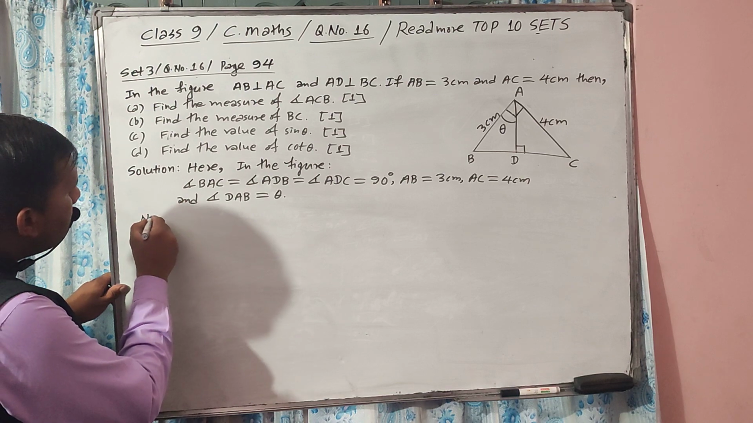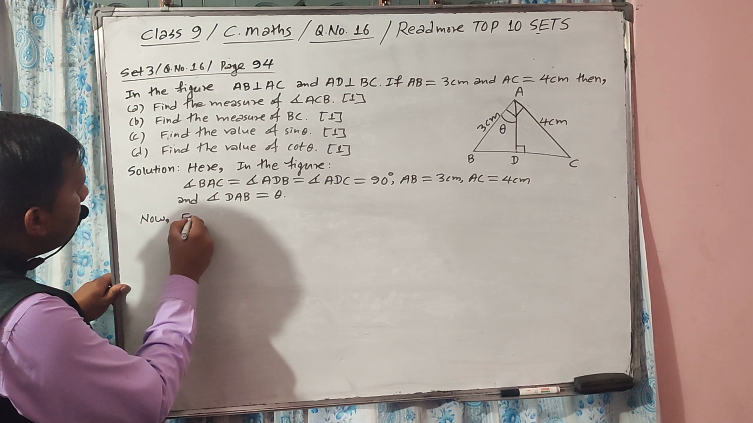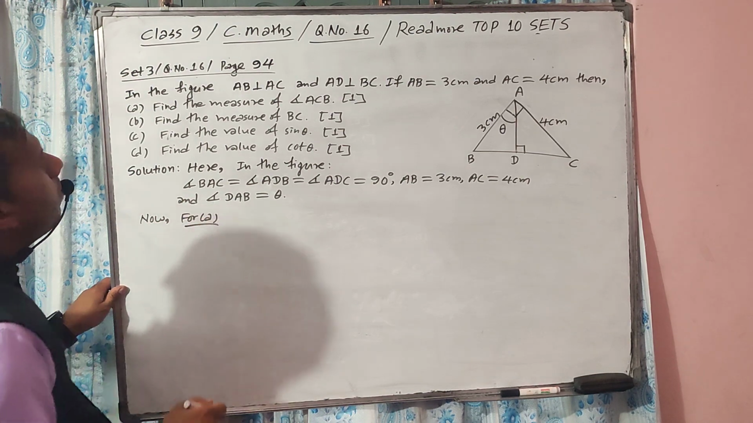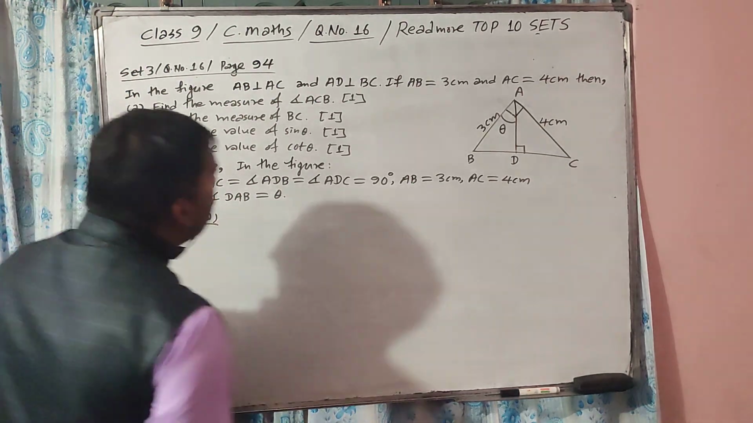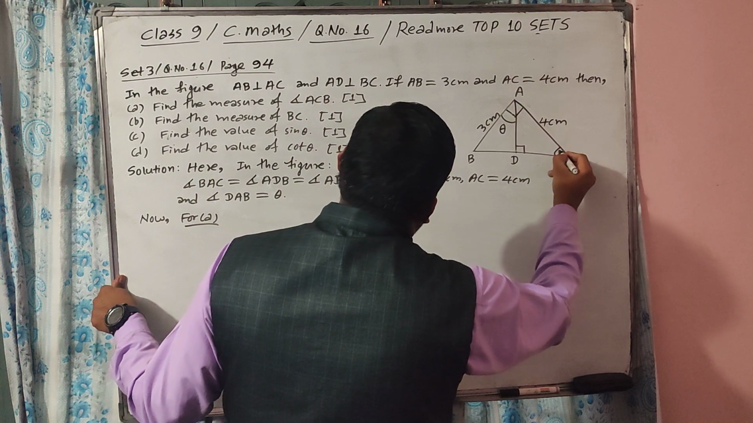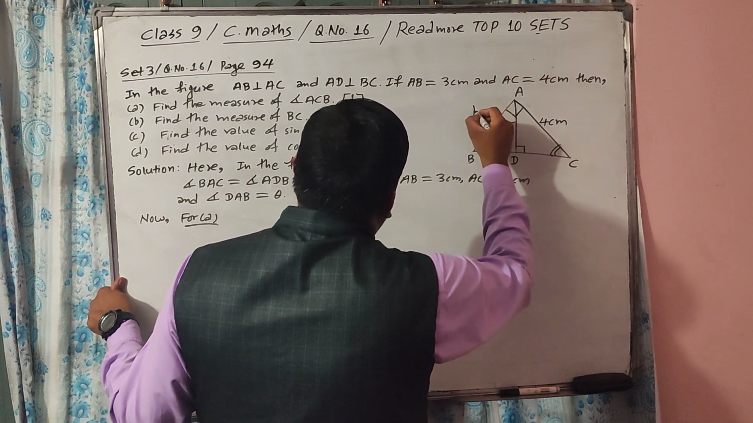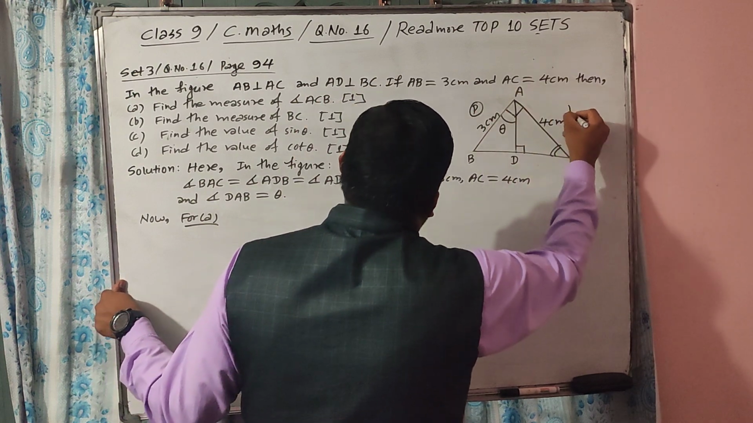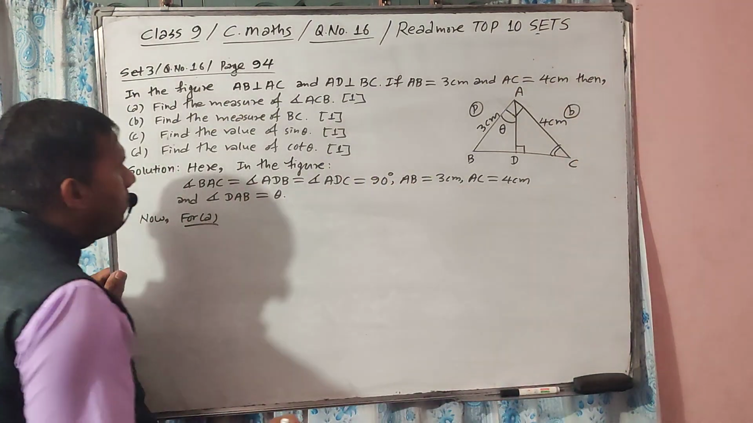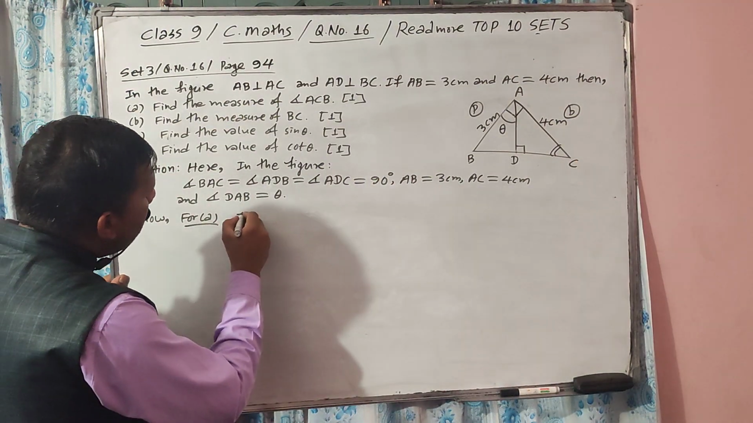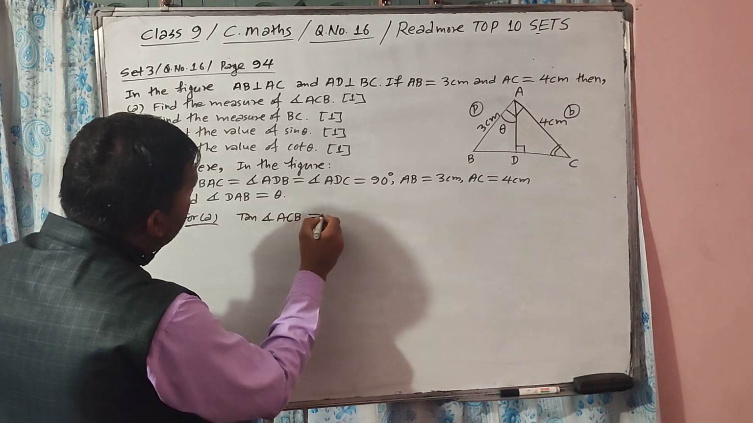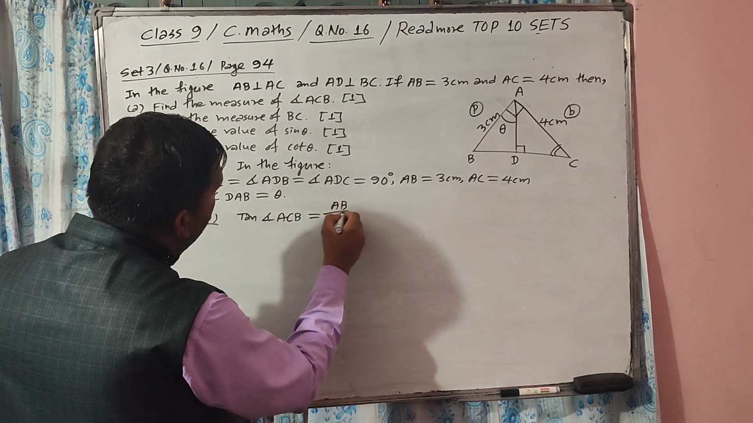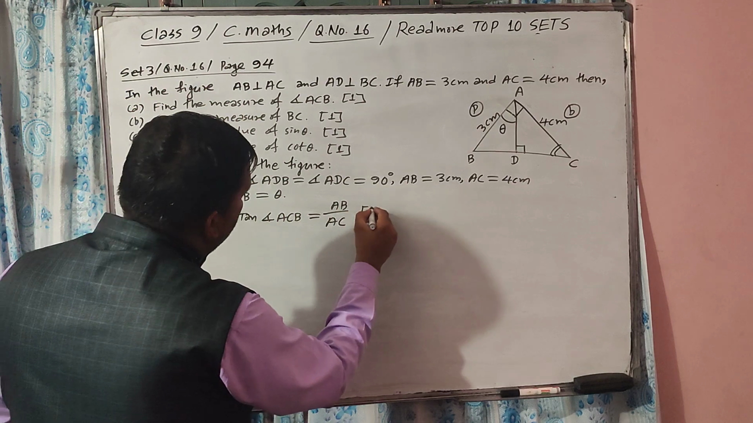Now, for A, find the measure of angle ACB. In reference to angle ACB, this is the perpendicular and that is the base. So we can use the ratio tan. Tan of angle ACB equals AB by AC.